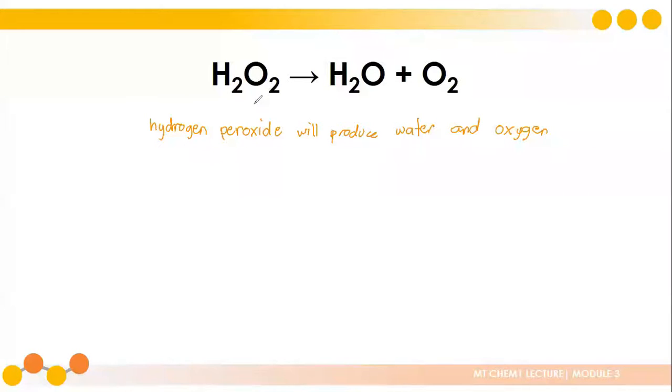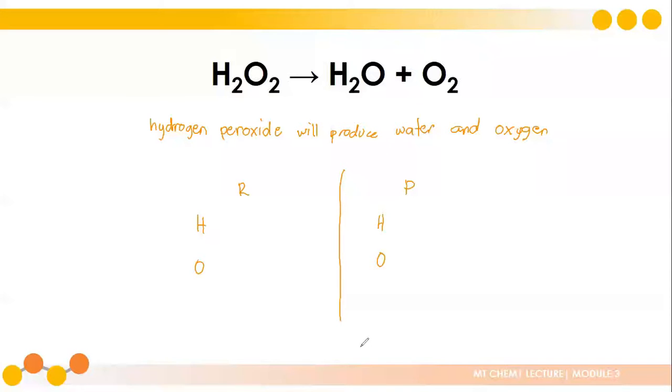Next, let's list down the type of element and the number of elements for each of the sides. So we have here the reactant side, and we have here the product side. For the reactant side, we have hydrogen and oxygen. That's the same with the product side. We also have hydrogen and oxygen.